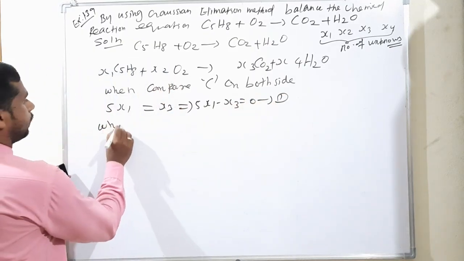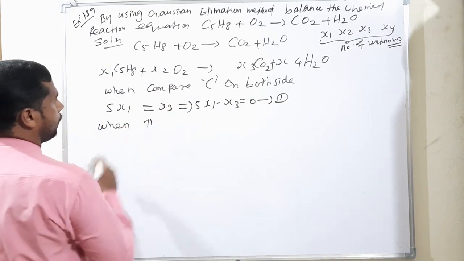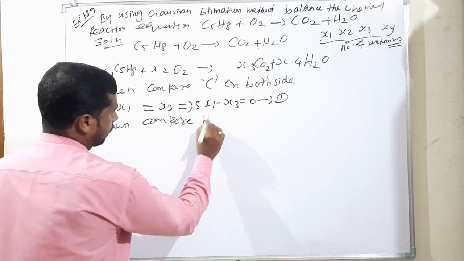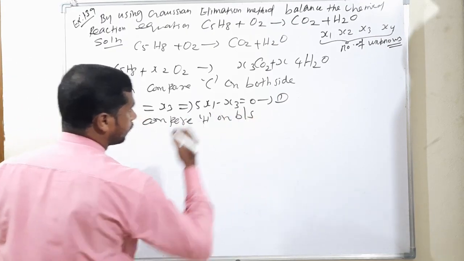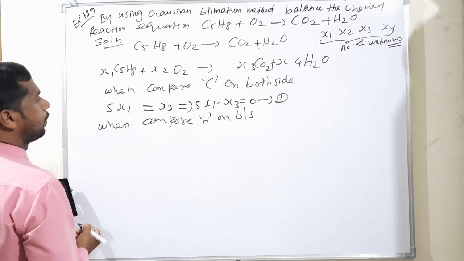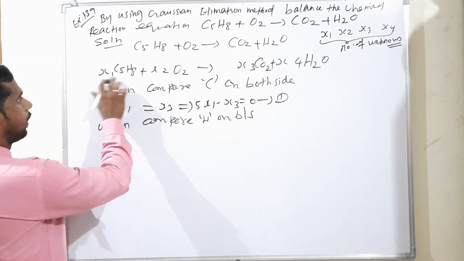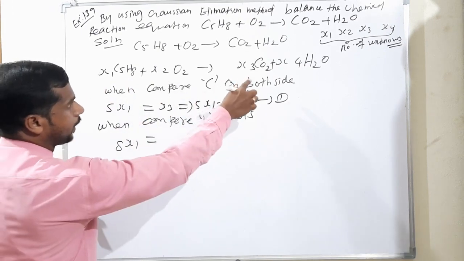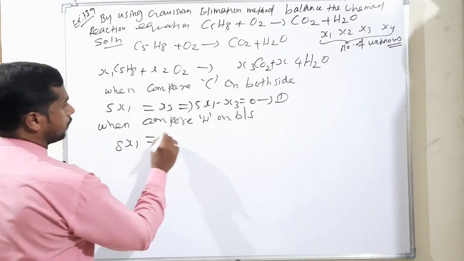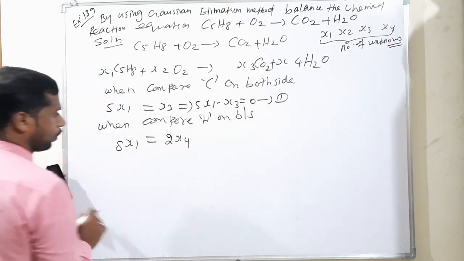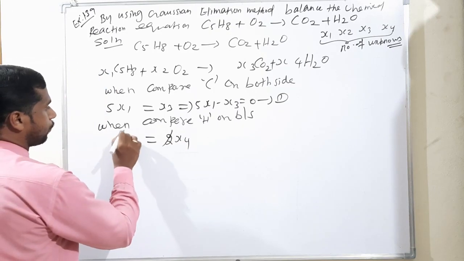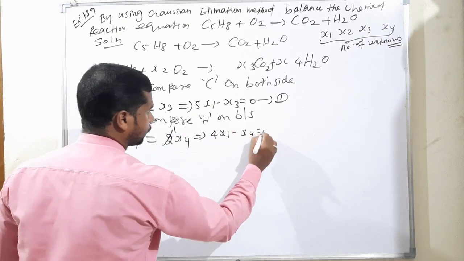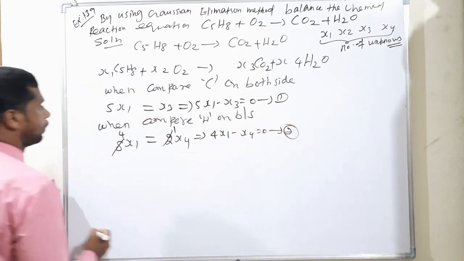Next, compare H on both sides. On the left there are 8 times, so 8x1, and on the opposite side 2 times, so 2x4. Both sides are even numbers, so cancel to 4 and 1. Rearranging, 4x1 minus x4 is equal to 0, called equation number 2.